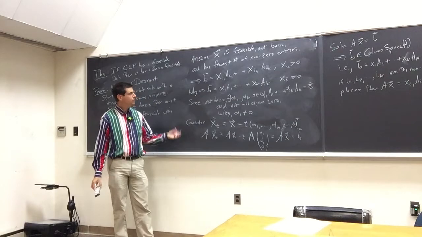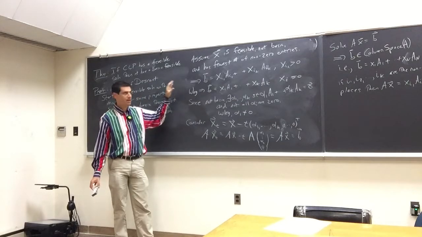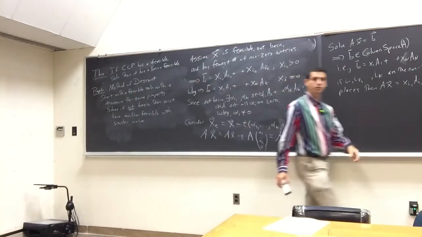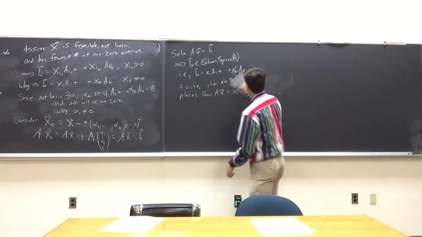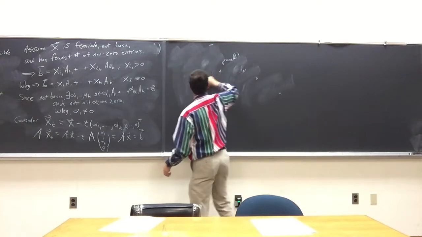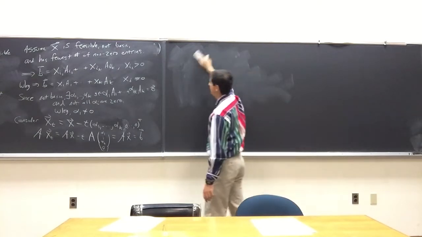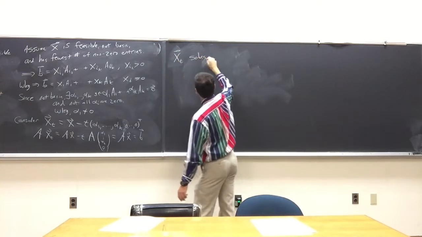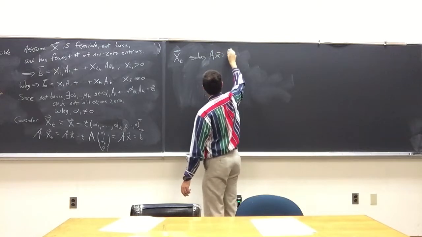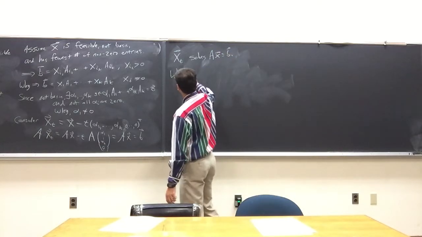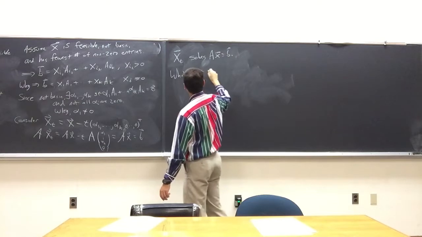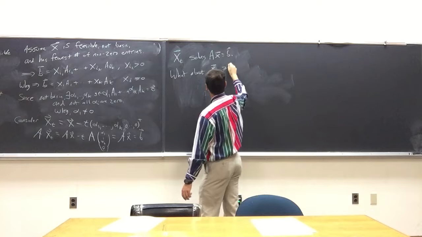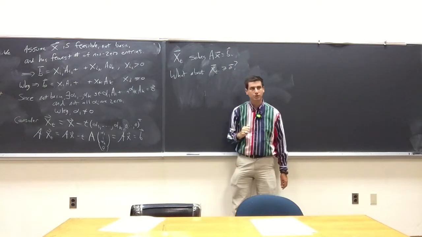Okay, so let's recap what we did. We started off with a basic solution that had the fewest number of non-zero components. And now we're subtracting off a very special vector. And no matter what value we take, it still solves the constraints. Well, we only checked half the constraints. x_t solves Ax equals b. What about x_t greater than or equal to 0? Are the components greater than or equal to 0?